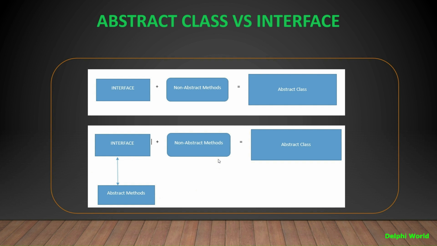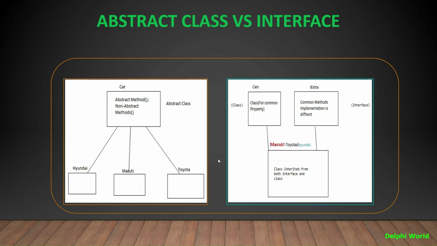So when will we go for an abstract class or an interface, and how do we implement it? If you see this example, suppose we have a car, and we need to inherit the Hyundai. We are inheriting the car class, which is the abstract class we have created, and we are inheriting this abstract class and creating the Hyundai class, Maruti class, and Toyota class. The abstract class will have some abstract methods and non-abstract methods. Those abstract methods we need to override in the Hyundai class, Maruti class, and Toyota class.